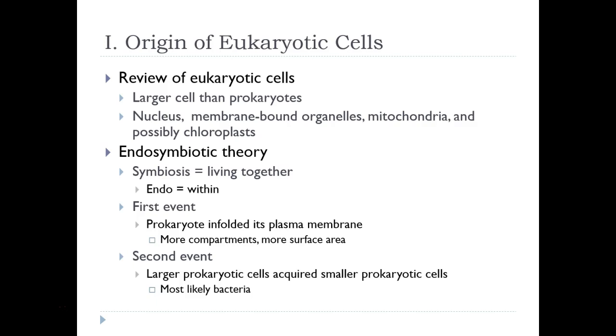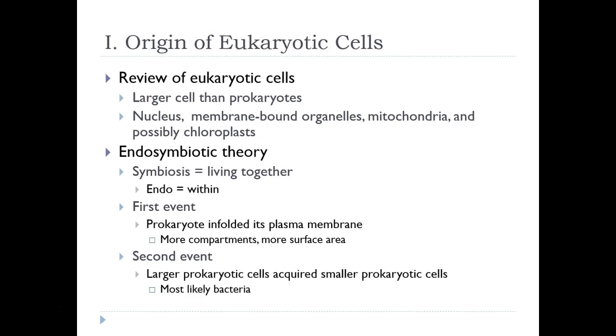As far as the origin of eukaryotes, we talked a little bit before about the history of prokaryotes and that they evolved more than 3 billion years ago, and that eukaryotes evolved about 1 billion years later. And so there are some theories out there as far as how this actually happened. And the main one is the endosymbiotic theory. Symbiosis in general means living together, and we'll talk a lot about this when we study fungi. Endo means within, so one organism living within another.